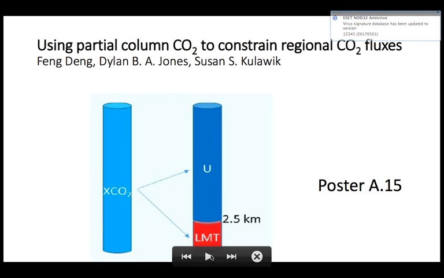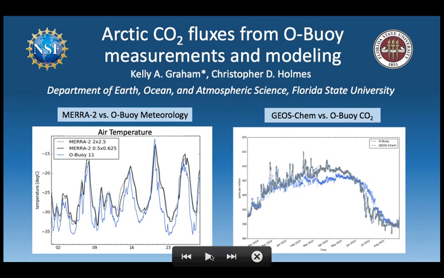Okay. I'll be quick. Hi, so I'm Kelly Graham. I am working with Chris Holmes down at FSU, and so we have gotten our hands on this exciting new data set of Arctic air chemistry and meteorological measurements. And so we've evaluated MERRA-2 meteorology at several resolutions and have done some preliminary modeling with GEOS-Chem. So if you'd like to learn more, my poster number is A17.